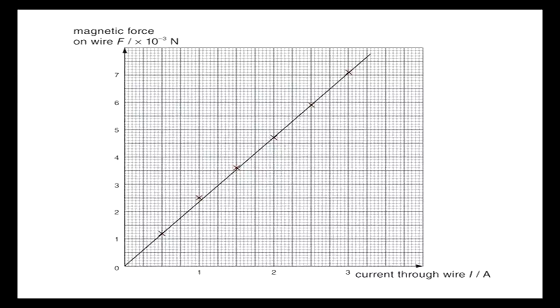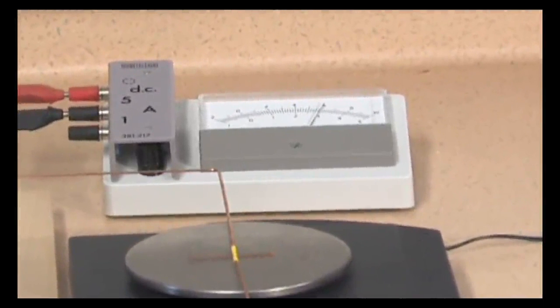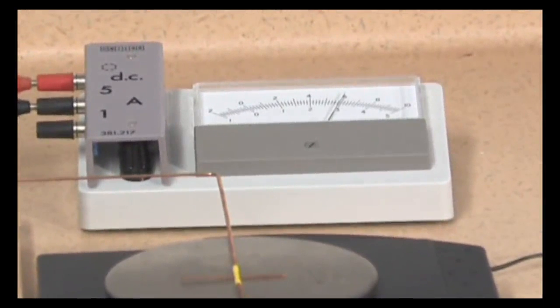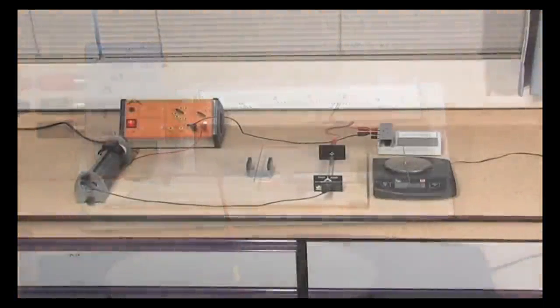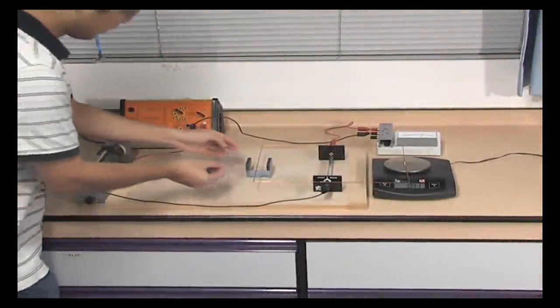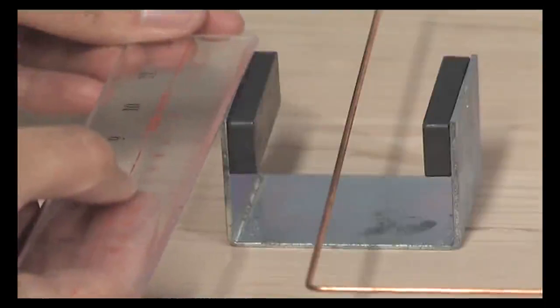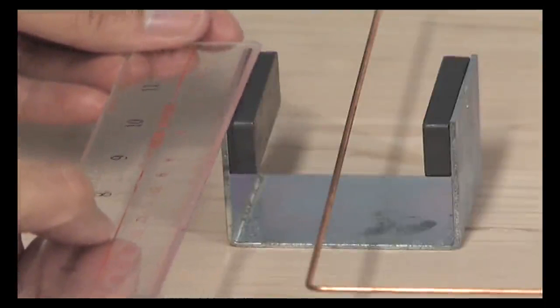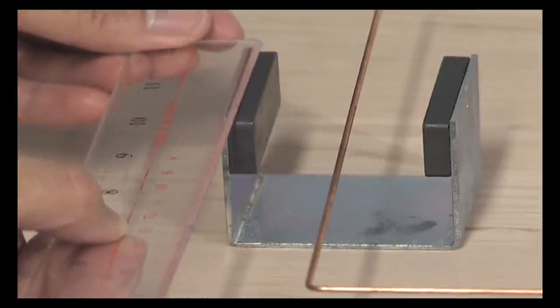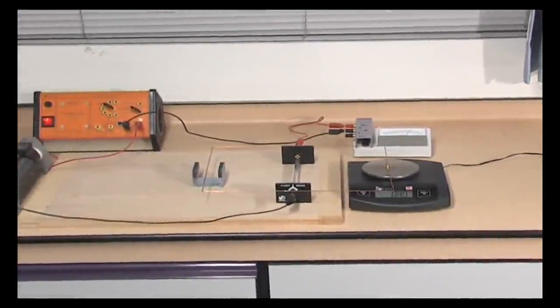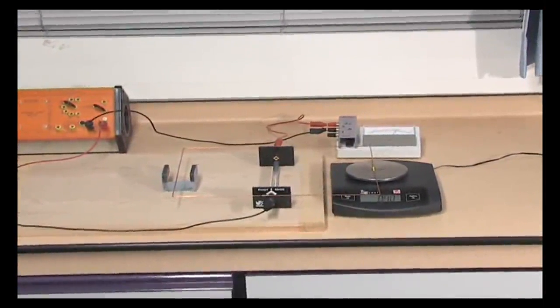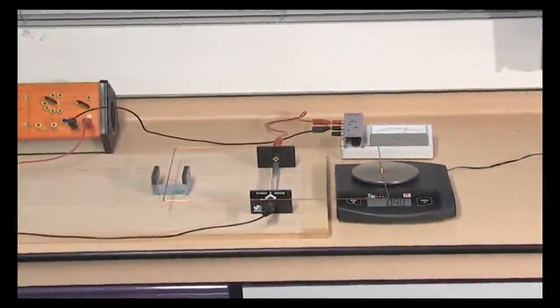Plot a graph of the magnetic force F on the wire against the current I through the wire. How is F related to I? Now pass a fixed current of 3 amperes through the wire. Measure the length of the slab-shaped magnets. This represents the length of the current inside the magnetic field. Then, take the reading of the electronic balance. Record the results.